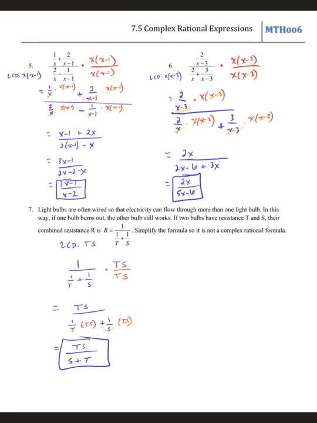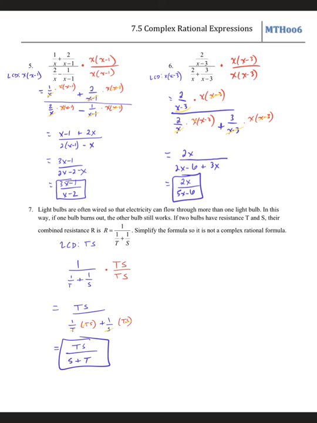Okay, looking at our 3 answers here. For number 5, you should get 3x minus 1 over x minus 2. For number 6, you should get 2x over 5x minus 6. And for this last one, you should get TS over S plus T. If you need to, pause the video. I'm not going to walk through all of these. You can go back and follow my work.